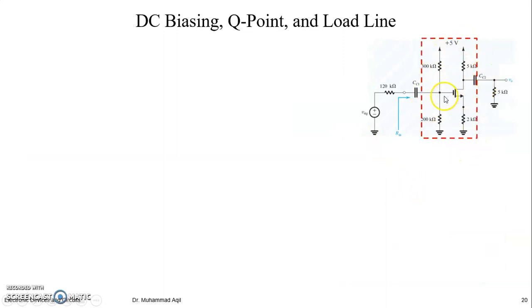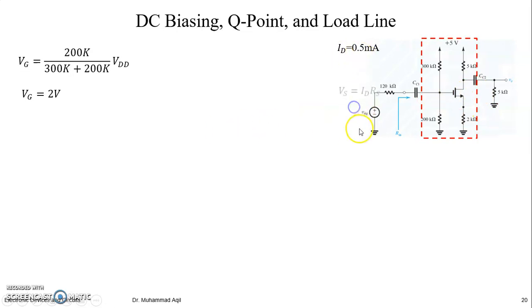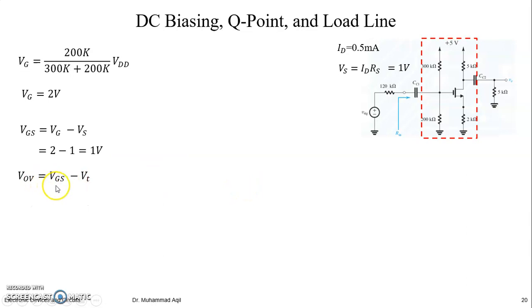It would be this one, opening all the capacitors, right? And then find VG, same 2 volt here, voltage divided, no current flowing there. And then ID is given, VS we can say ID into RS. RS is given, so multiplied by ID, VS is 1 volt, right? And then VGS is equal to VG minus VS. VG is given, VS is given, so VGS is 1 volt. So VOV is VGS minus VT.